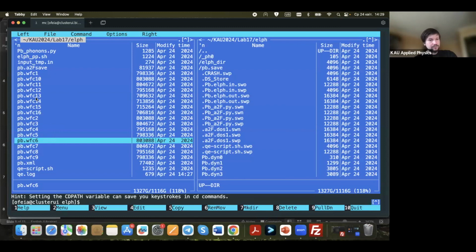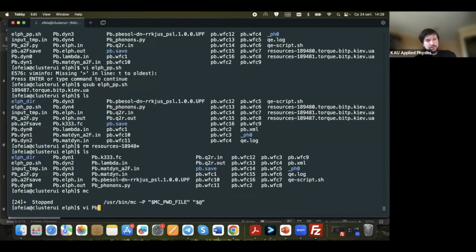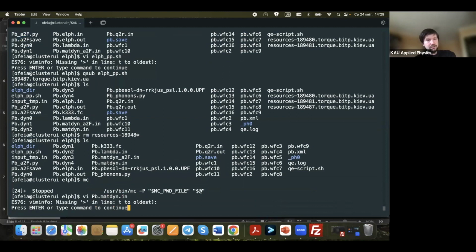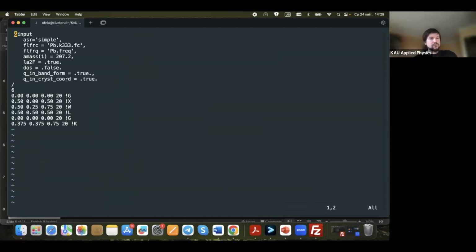I will show you this PB matdyn in file. Here all is the same as for normal phonons, except these two things.